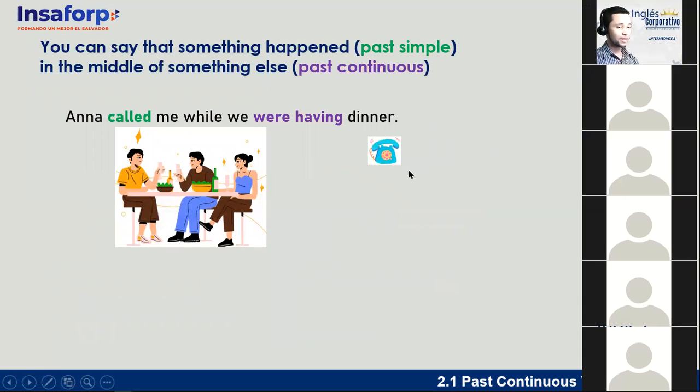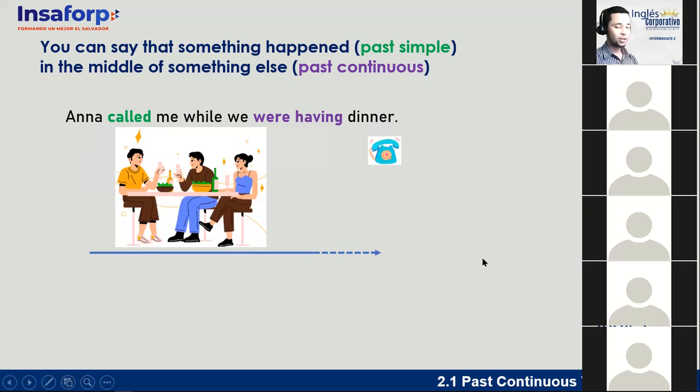Now, look at this. You can say that something happened, that's past simple, in the middle of something else, that is past continuous. Se puede combinar en una sola oración el past simple y el past continuous. Example, Anna called me while we were having dinner. Me llamó mientras estábamos cenando. Okay, so Anna called me while we were having dinner. There are two actions here. The first is an action in progress.